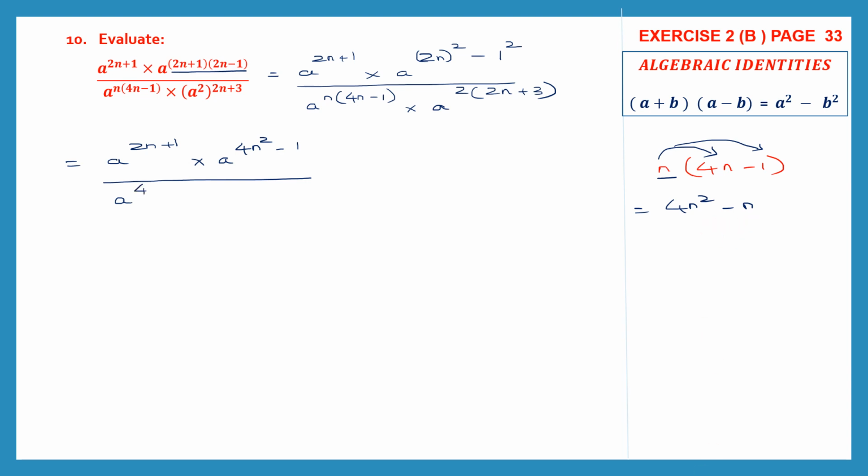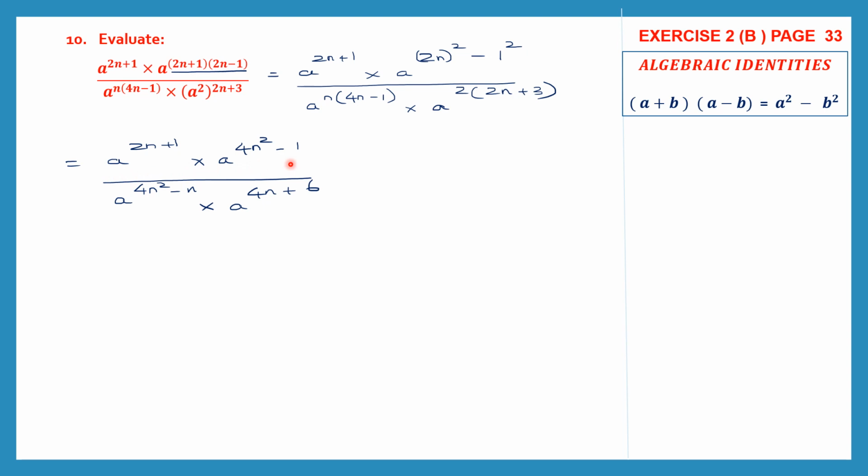So this is 4n square minus n into, now let's take up this part, that is 2 into 2n plus 3. Let's do that multiplication. 2 into 2n will be 4n. Then 2 into plus 3 is plus 6. So instead of writing this, we're going to write 4n plus 6. So that will be a raised to the power of 4n plus 6.